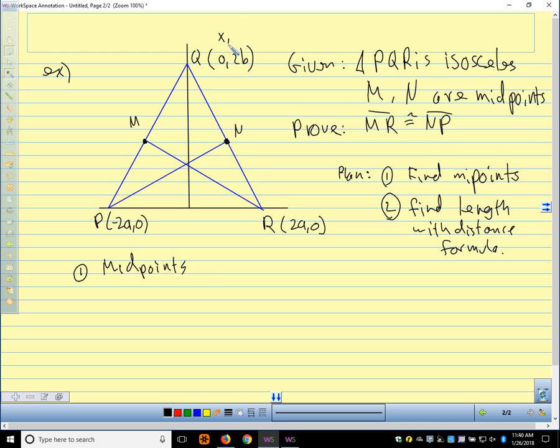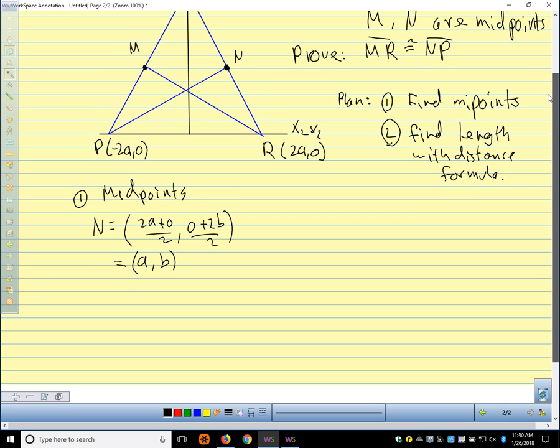I'll call this x1, y1. And this one, x2, y2. So the midpoints, so N is going to be x2 plus x1, 2a plus 0 divided by 2, comma, y2 plus y1, 0 plus 2b, divided by 2. Well, this is just 2a divided by 2, so I get a, and this is 2b divided by 2, so I get b. So the midpoint N is at coordinate a, b.